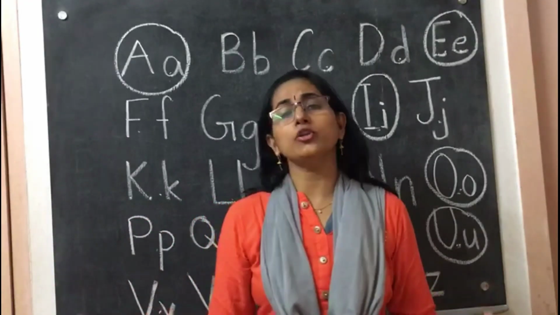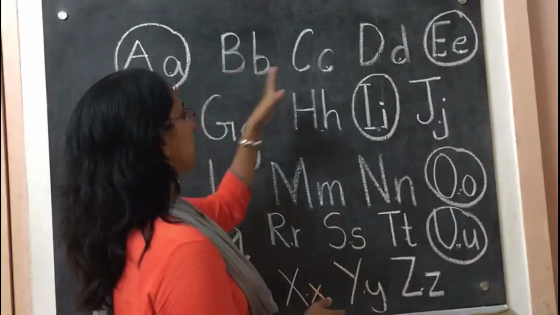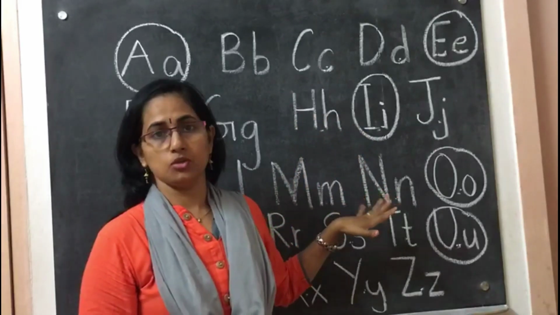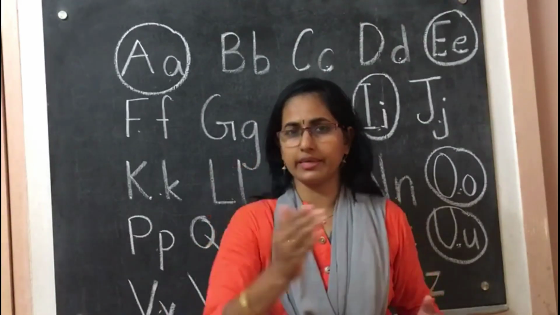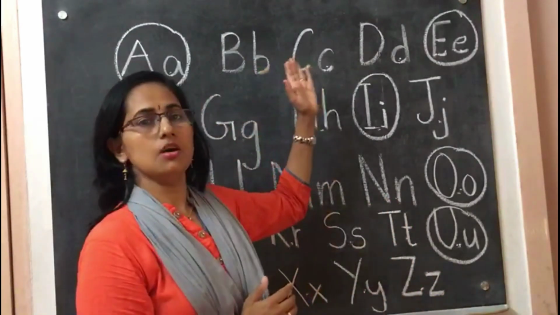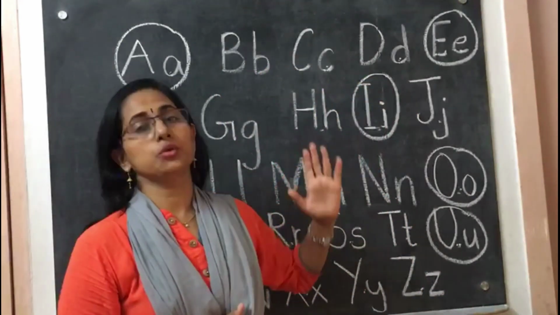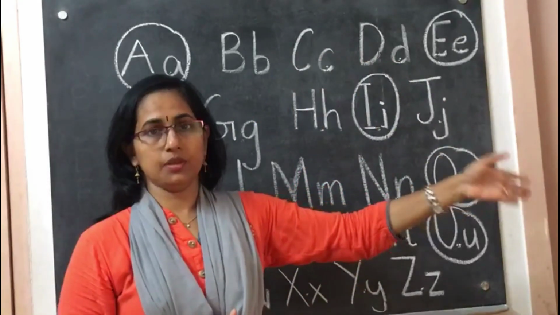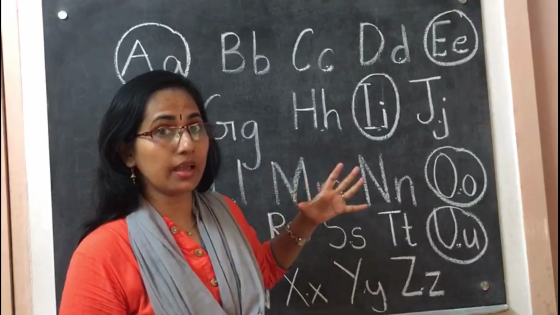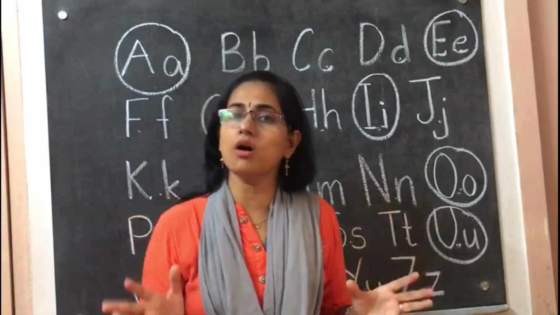So here we are going to join these vowels with each consonant. This is level 2. Before doing that, let's do a small recap. How many letters are there? 26 letters, right? A to Z. And how many vowels are there? Yes, there are 5 vowels.